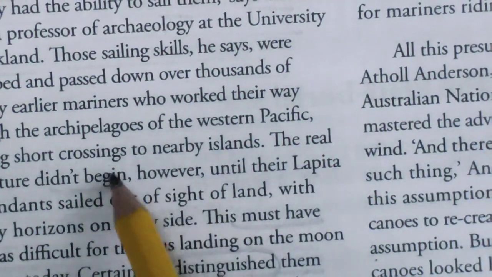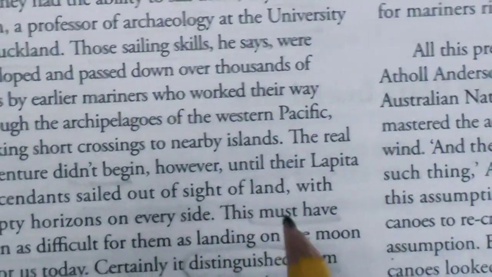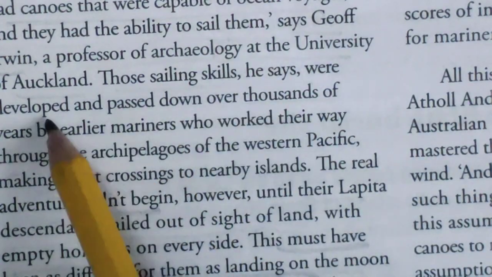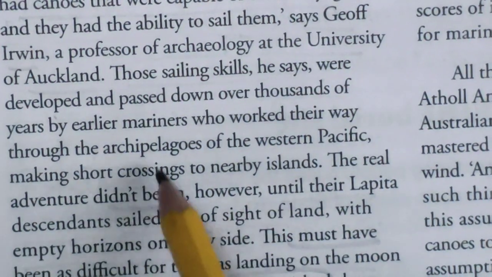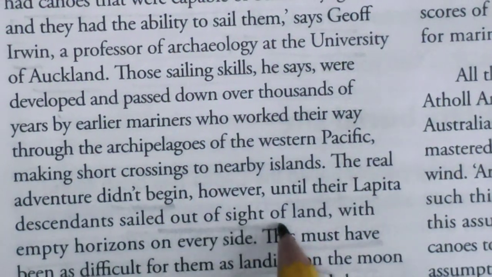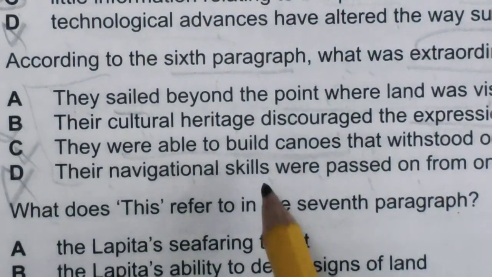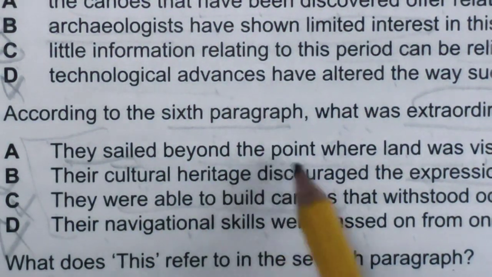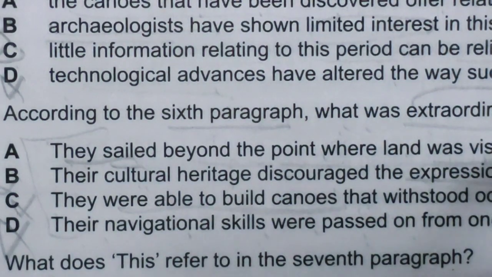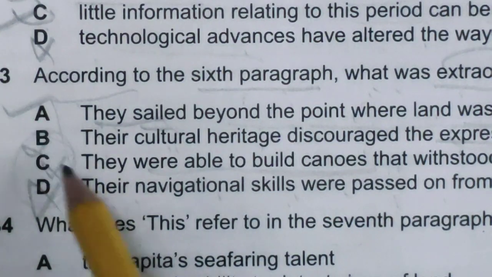Here they are talking about some different, difficult voyages, like a landing on the moon. So you can say developed and passed down was there earlier, but if you look at the paragraph, they sailed out of sight of land. So in A, what it says, they sailed beyond the point where land was visible, out of sight of land. So A is the answer. The other three options contradict the statements.